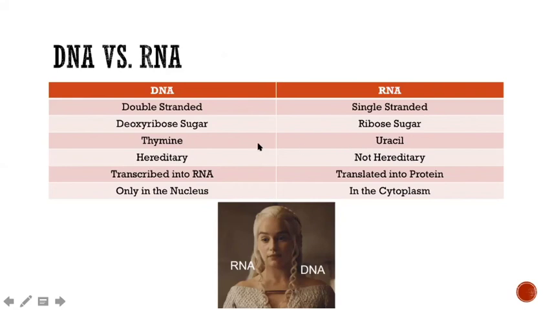DNA is hereditary, whereas RNA is not hereditary. There was a long time where people weren't sure if it was DNA or RNA that was the hereditary material. They also thought it could have been proteins, but whatever. DNA was passed on from cell to cell. DNA is transcribed into RNA, whereas RNA is translated into proteins, which is the central dogma of molecular genetics. But again, that'll be in your molecular genetics lesson. DNA is found only in the nucleus, whereas RNA is transcribed in the nucleus, but then found primarily in the cytoplasm of the cell.